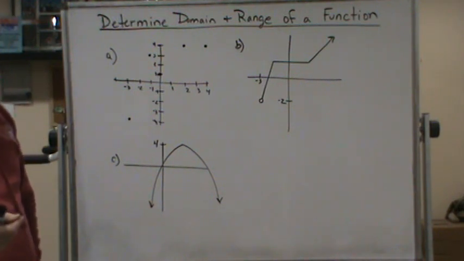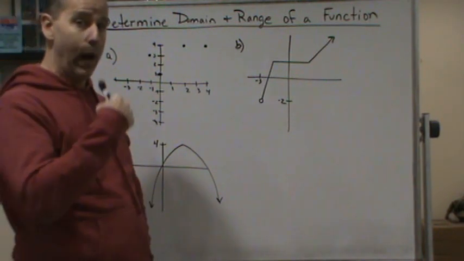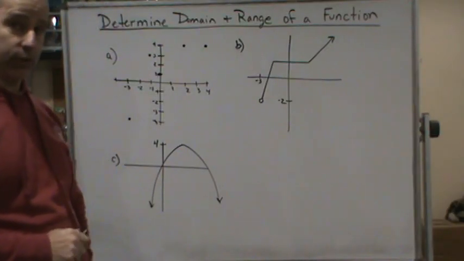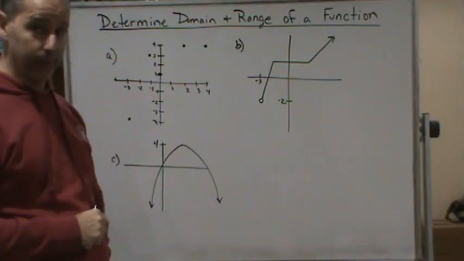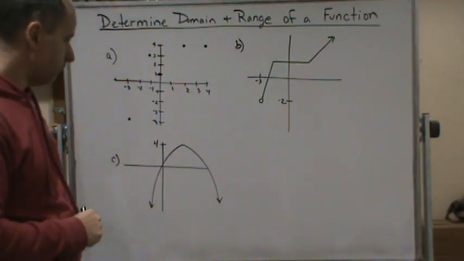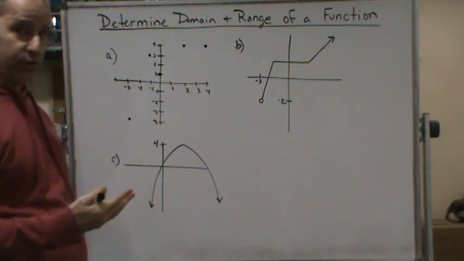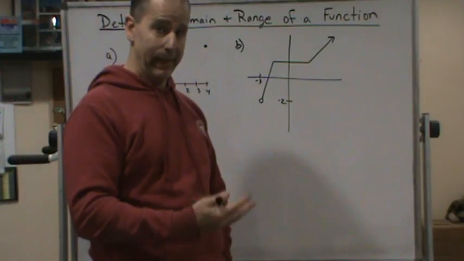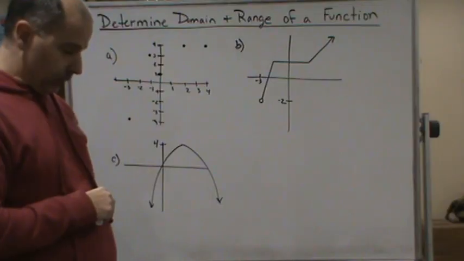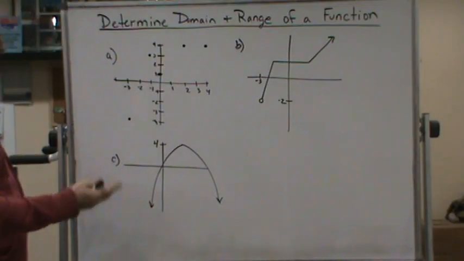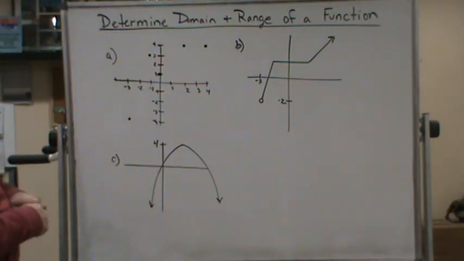The range is all of the y values that come out of the function, given the values that you can put into it. So the range is determined by the domain. Now, if we look at graphs like this and we want to know, hey, what's the domain?